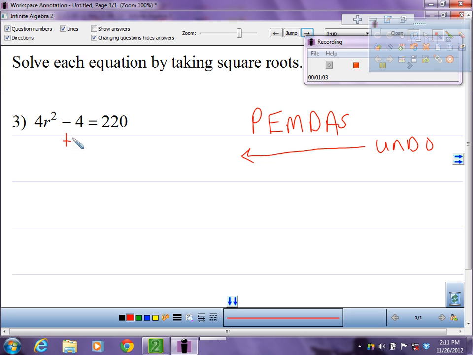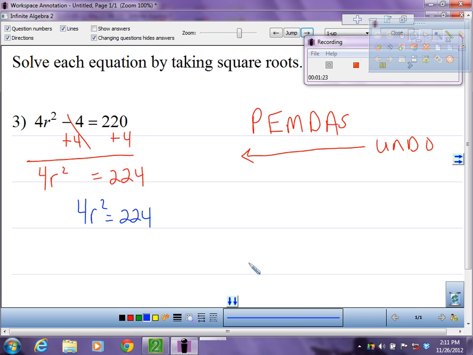I'm going to move this 4 over here. It was subtracting, now it's adding. See, I'm doing all my adding and subtracting first. So I got 4r squared equals 224. Alright, now I have this, right? There's no more adding, subtracting. I don't see any pluses or minuses.